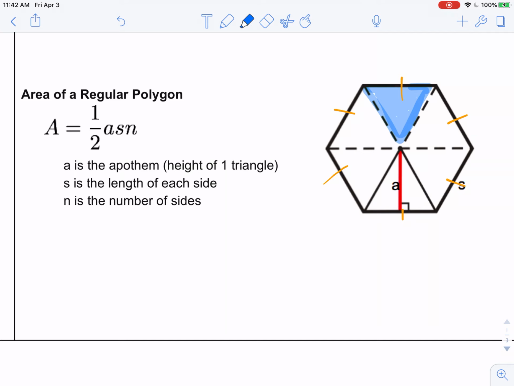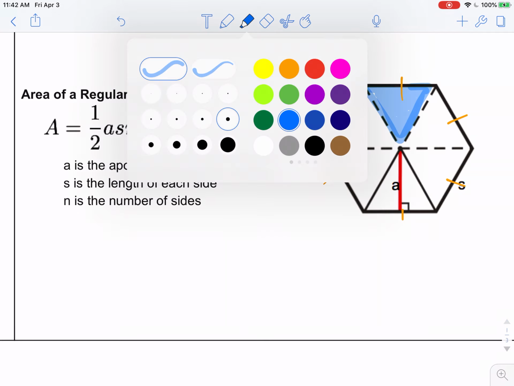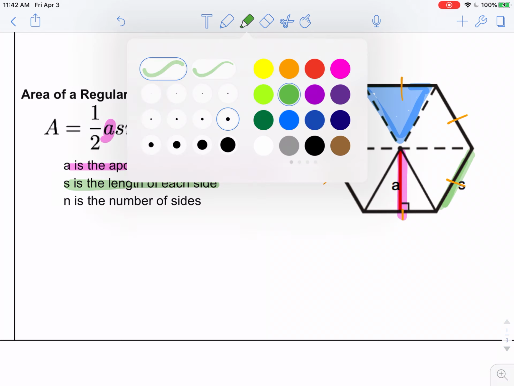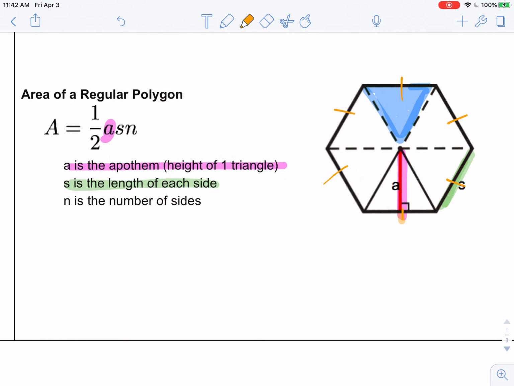And our formula is 1/2 ASN. The A is going to represent our apothem, and that's the height of one of those mini triangles. S is the length of each side. And N is your number of sides, so I counted up. In this case, N is 6. So N is how many sides there are. You just have to count it up.